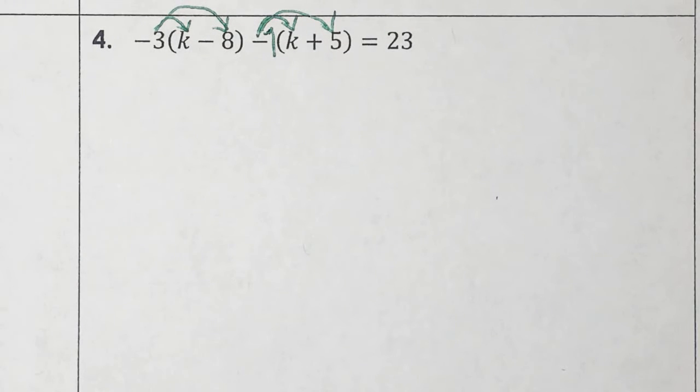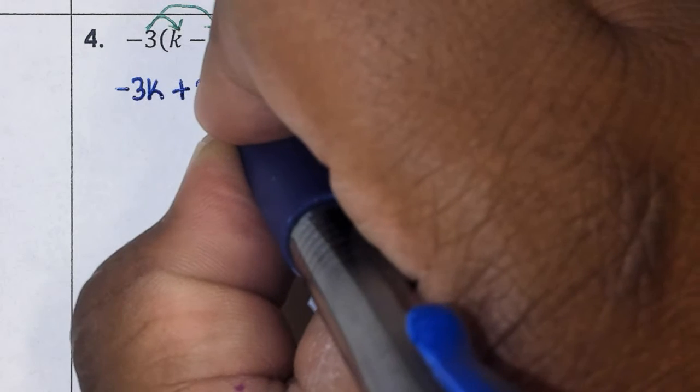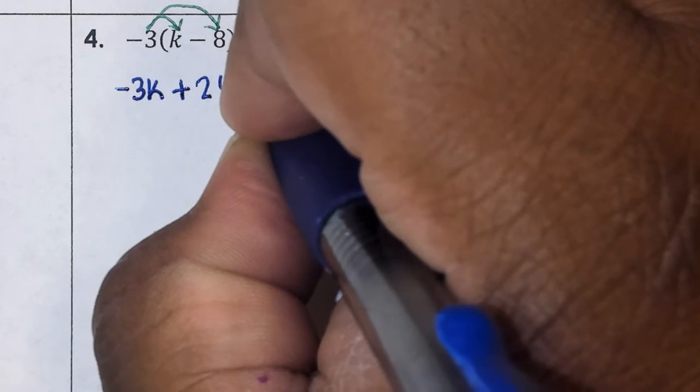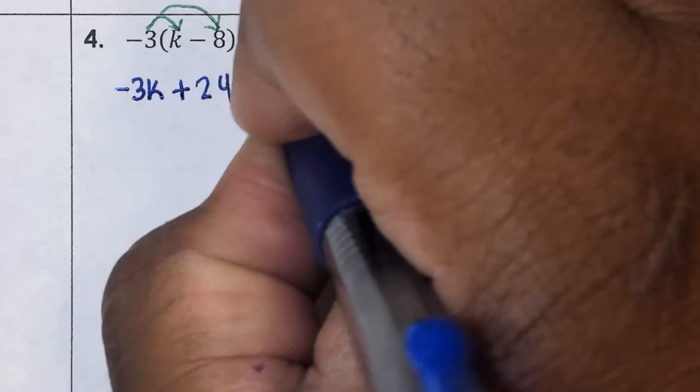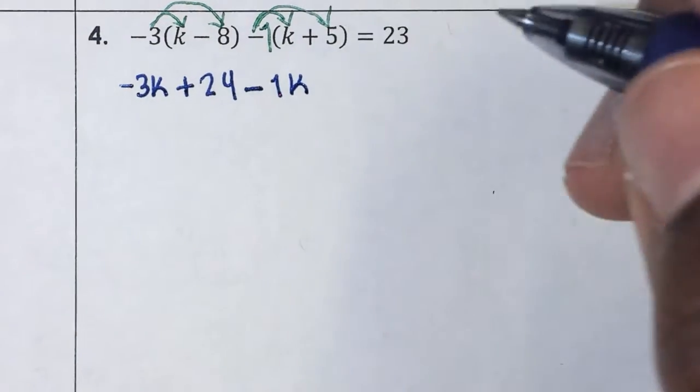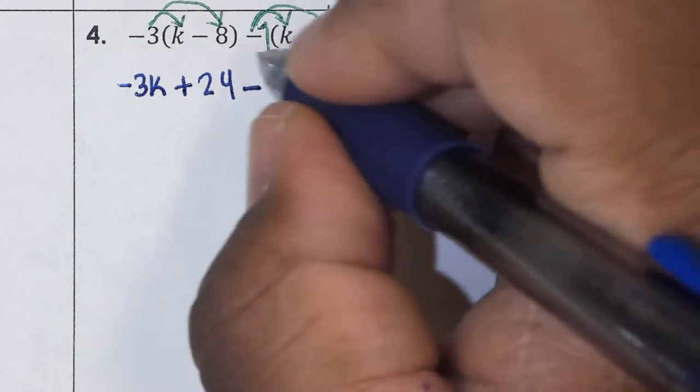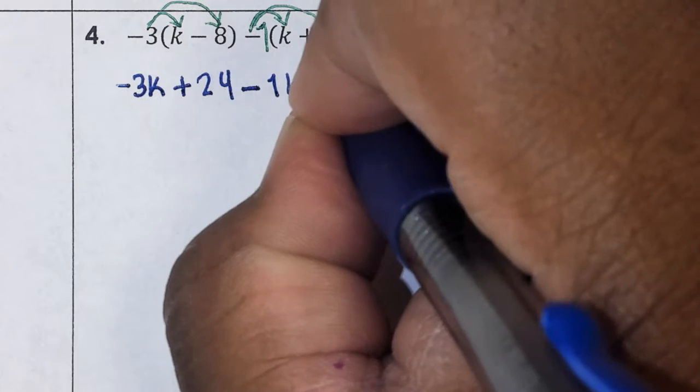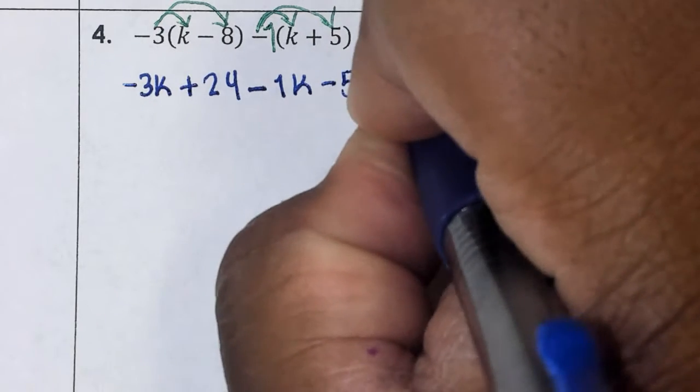So make sure you do that. If you don't, you're going to throw your answer off. So then after that, it's written as 3K, or -3K, and then positive 24, and then negative K. You can put negative K or -1K, whichever one makes you feel more comfortable. I'll do 1K for y'all. And then -5 equals 23.